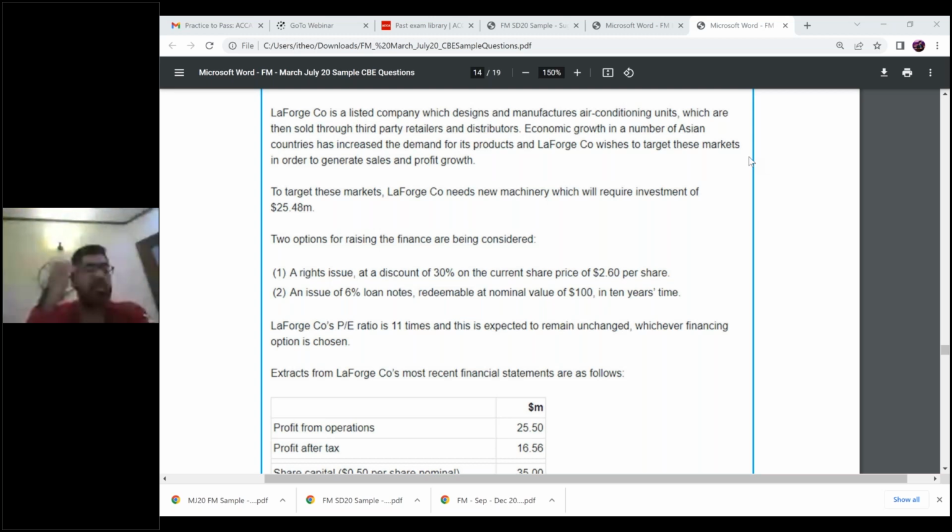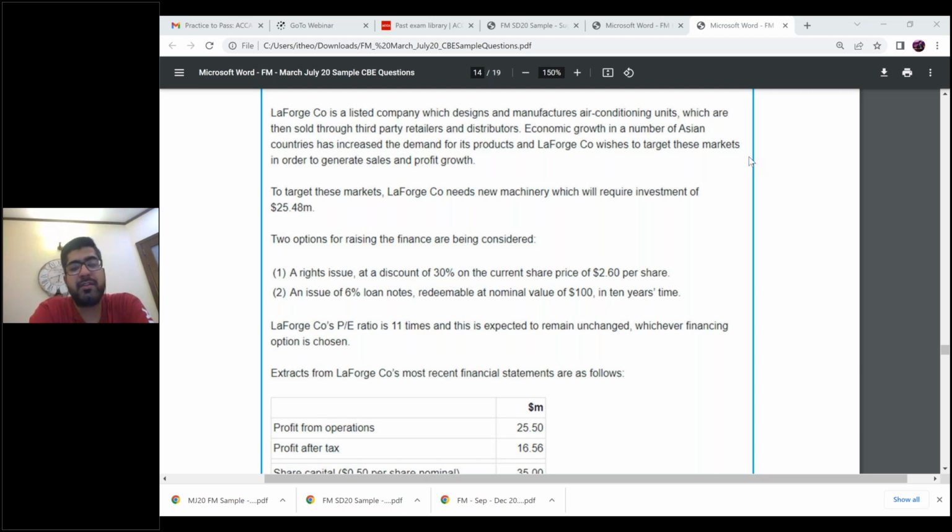Okay. Now coming to the point, the first paragraph was just introduction that Laforge is a listed company. It designs and manufactures air conditioning units, which are then sold to third-party retailers, distributors. Economic growth in a number of Asian countries has increased the demand. Laforge wishes to target these markets in order to generate sales and profit growth. To target these markets, Laforge needs new machinery. Obviously, if you want to target some new markets, you need investments. So Laforge needs new machinery, which will require investment of 25.48 million.